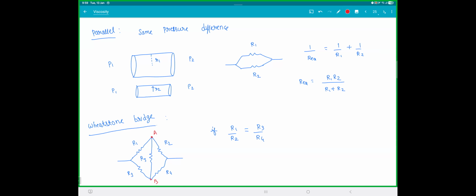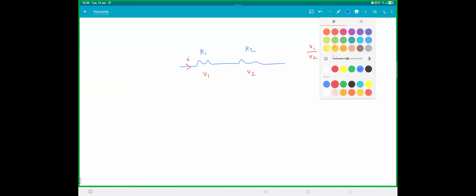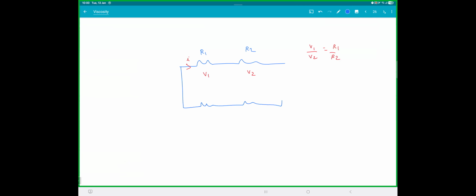At this point, ask yourself. In school, you studied that if you have two resistors in series, R1 and R2, the potential will divide in what ratio? V1 and V2 will divide in the ratio of R1 is to R2. Agreed? Because the current is the same: V1 is equal to I R1, V2 is equal to I R2. Similarly, if you have two more resistors, R3 and R4, and this difference is V3 and V4, then V3 by V4 will also be R3 by R4. Agreed?